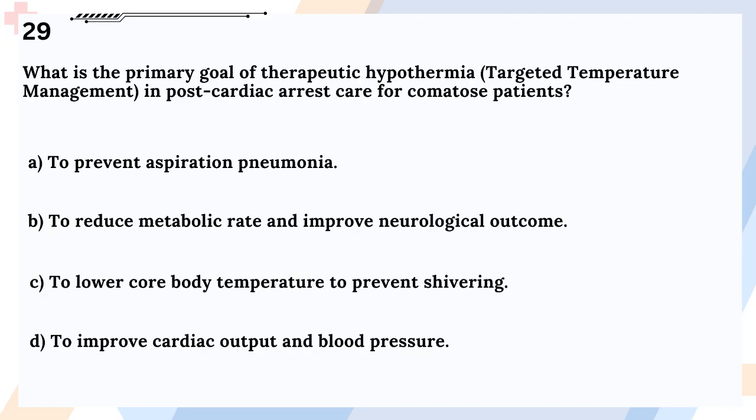Question 29. What is the primary goal of therapeutic hypothermia, targeted temperature management, in post-cardiac arrest care for comatose patients? A. To prevent aspiration pneumonia. B. To reduce metabolic rate and improve neurological outcome. C. To lower core body temperature to prevent shivering. D. To improve cardiac output and blood pressure.